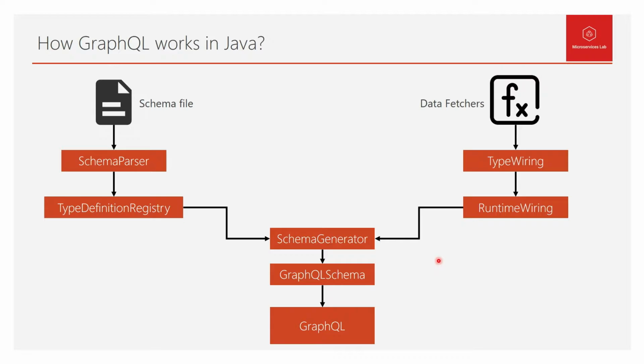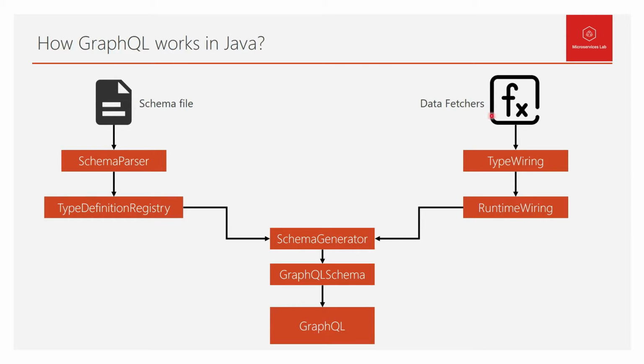Let us now look at the right side. We also have to prepare the data fetchers. Each data fetcher is either associated with an operation or with a field. In order to represent this linking between the operation and the data fetcher, or between the field and the data fetcher, we have to create an instance of type wiring. So each instance of type wiring represents a linking between the operation or the field with the data fetcher.